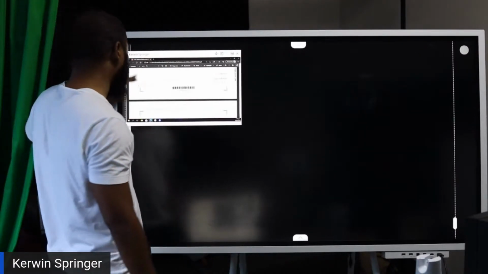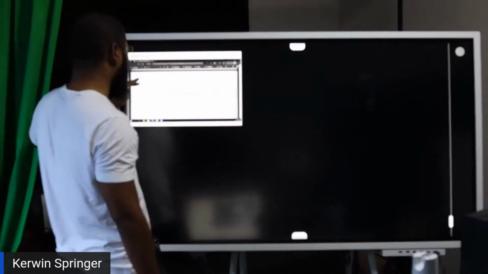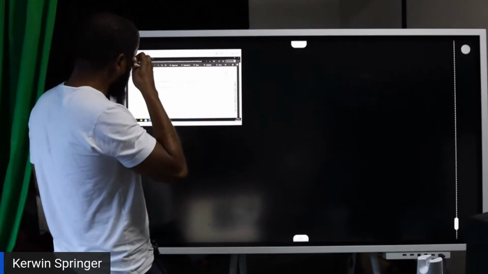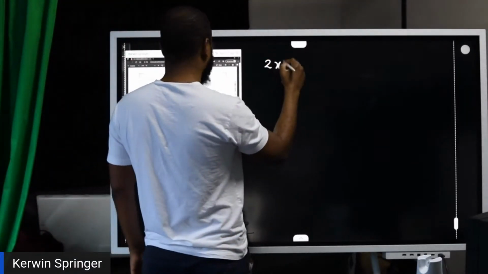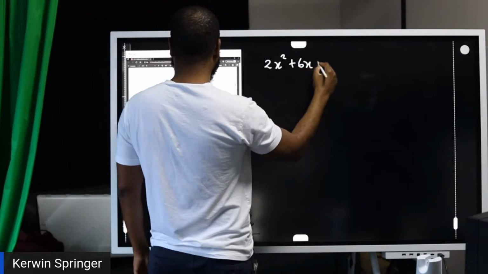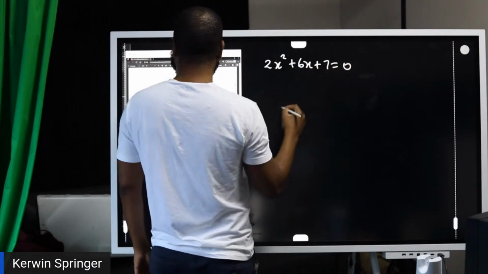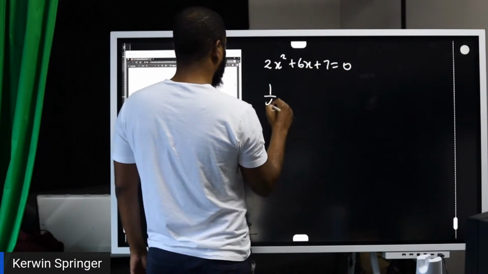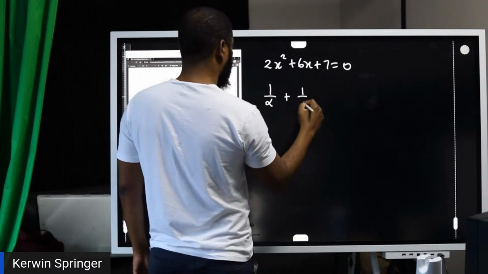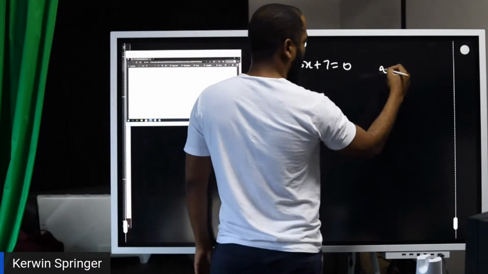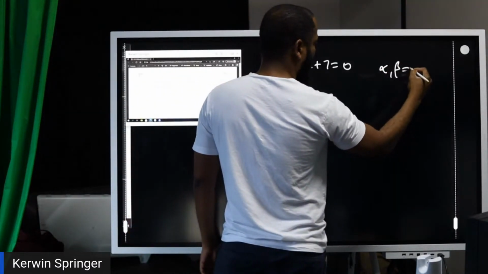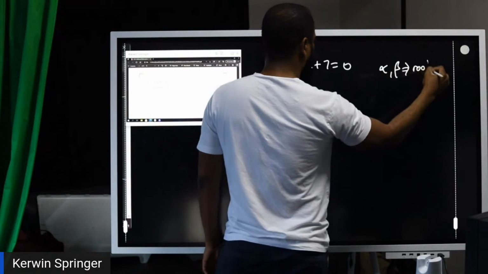Let's go on to something a little harder, and not graph. We have 2x squared plus 6x plus 7 is equal to 0. And we need to calculate the value of 1 over alpha plus 1 over beta. Alpha and beta were the roots. That's what they said.